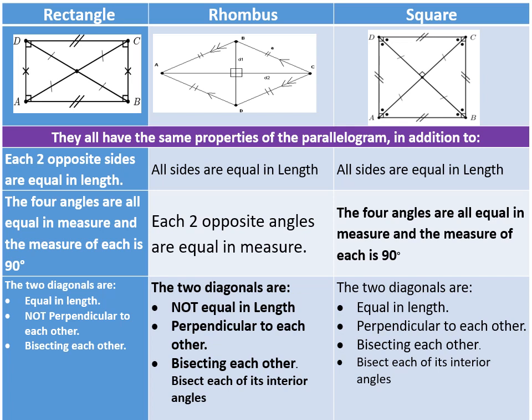Last one, the square. All sides are equal in length. The four angles are all equal in measure and the measure of each is 90 degrees. The two diagonals are equal in length and perpendicular to each other, bisecting each other, and bisect each of its interior angles also, like a rhombus.